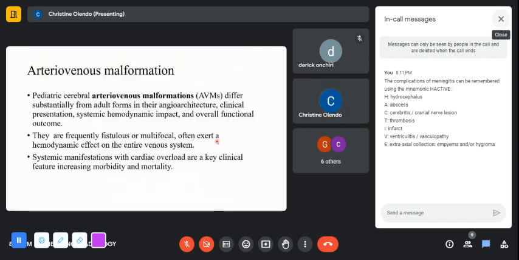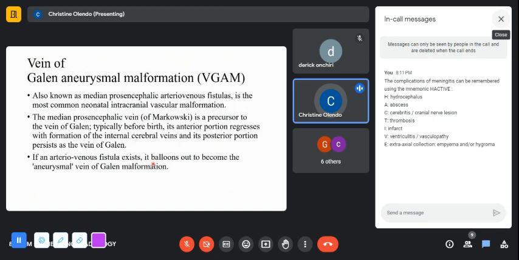Okay. So we go through intravenous malformation. These differ from the adults in their angioarchitecture, their presentation, and systemic hemodynamic impact and the functional outcome of the patient. Sorry, they are frequently fistulous or multifocal, and they may cause a hemodynamic effect on the entire venous system. The children will present with features of cardiac overload as a key clinical feature, which will increase morbidity and mortality. So you'll have changes in the chest X-ray as well for these children.